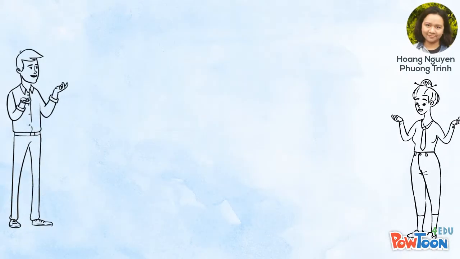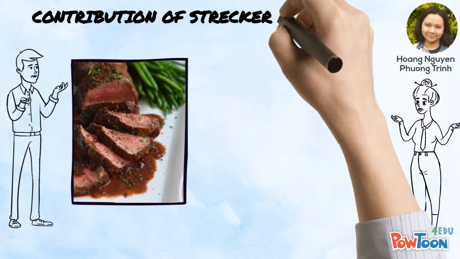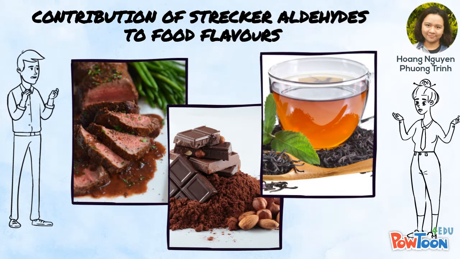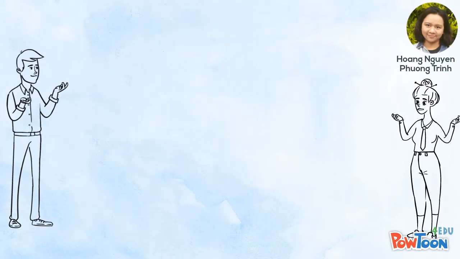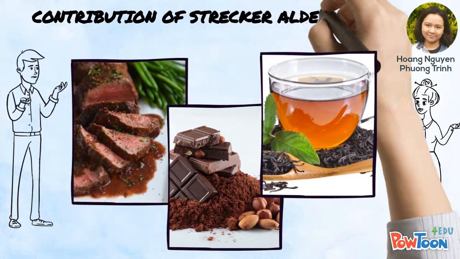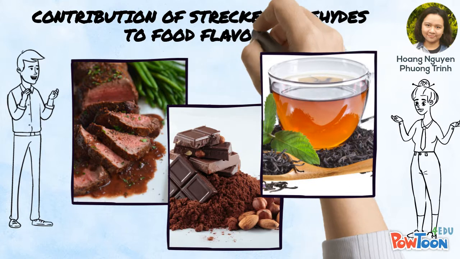Strecker degradation plays an important role in the flavor formation of various processed foods. This reaction converts amino acids into the related aldehydes, which contribute significantly to the aroma of final products. Some processed foods having Strecker degradation include meat, milk, cheese, cocoa, black tea, and beer. In this video, we will focus on meat, cocoa, dairy, and beverage products.